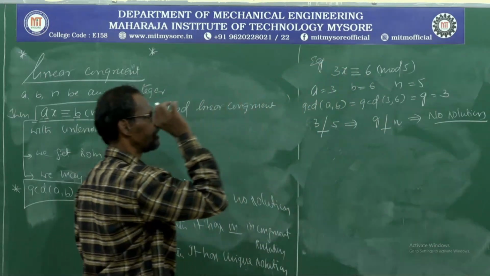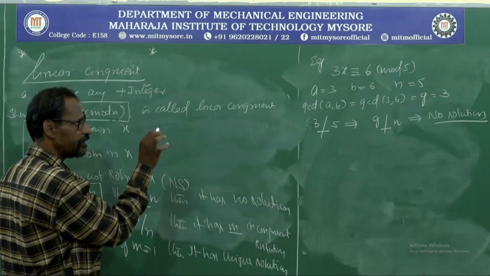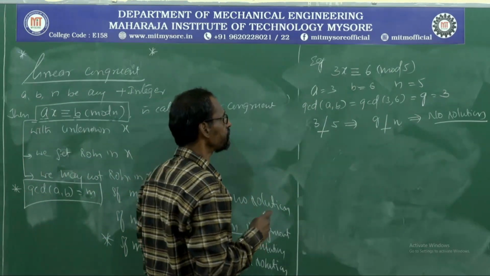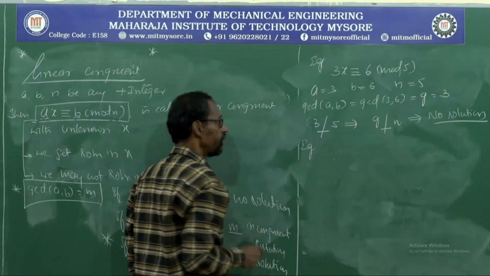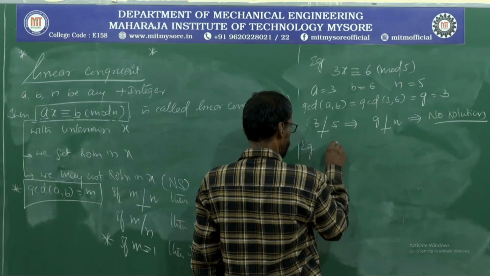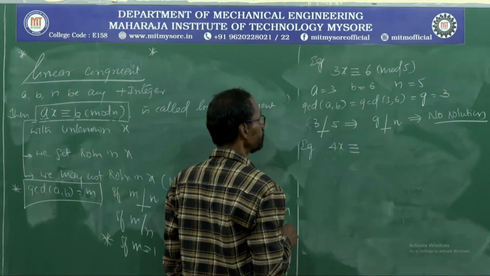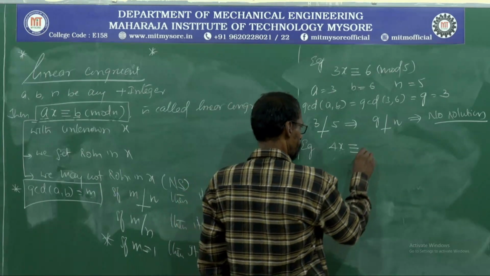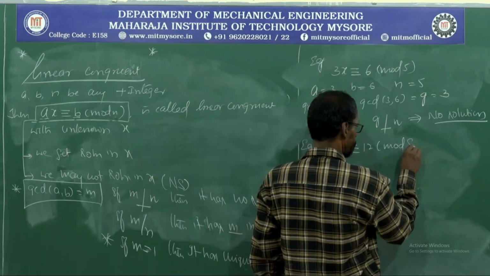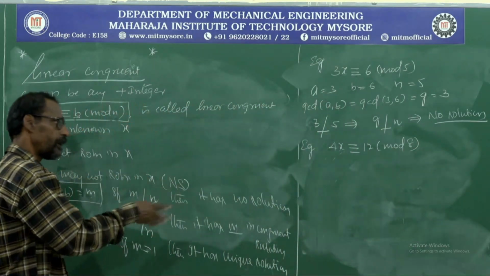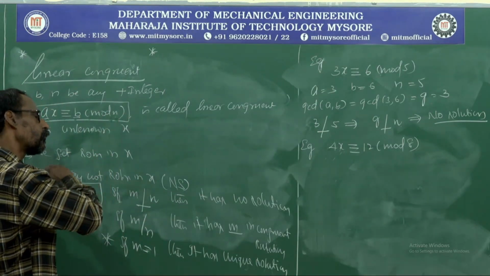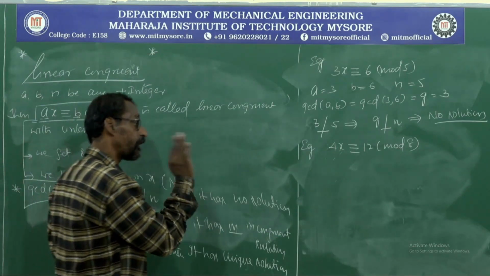If you have any such linear congruence under this condition, no need to go looking for a solution because it has no solution. I'll take one more example where I can find many solutions. I'll show you now. Consider 4x congruent to 12 mod 8. So you can write your own problem. That's the beauty of mathematics. Once you have good control, you can write your own problem and solve your own problem. That is the right way.